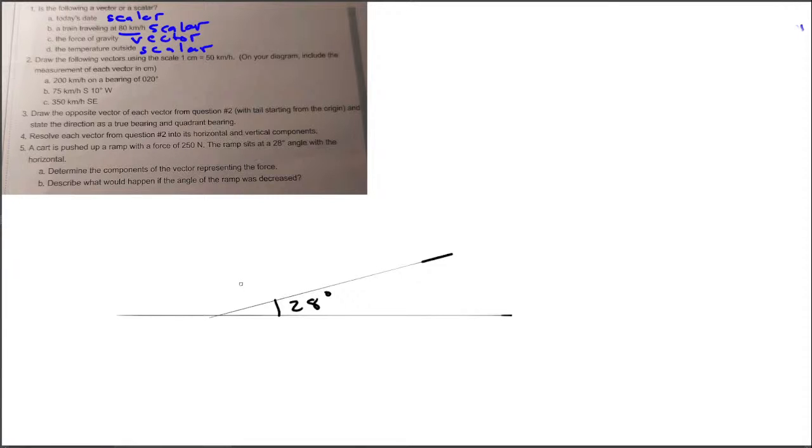Okay, so the force vector, since they're getting pushed up the ramp, is actually parallel to the ramp. That's really important. And the force vector is 28 degrees from the horizontal. The magnitude of the force vector is 250 newtons. Determine.